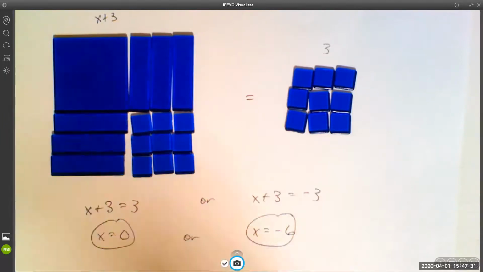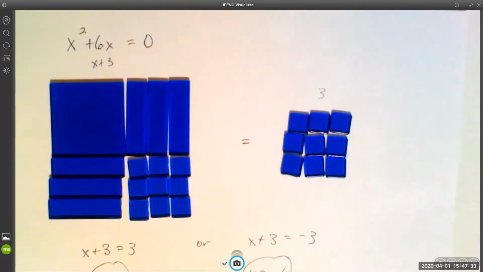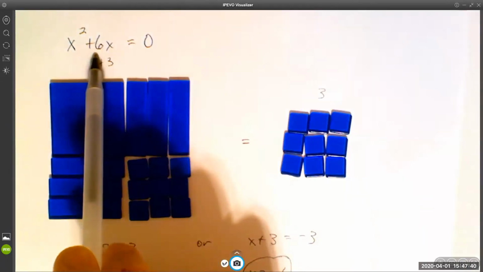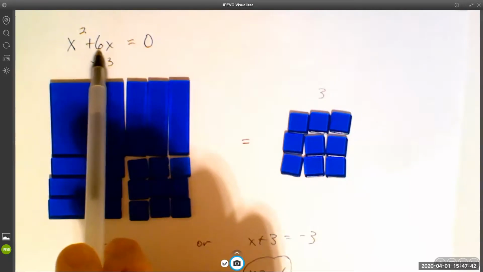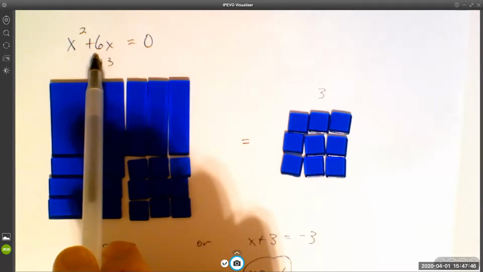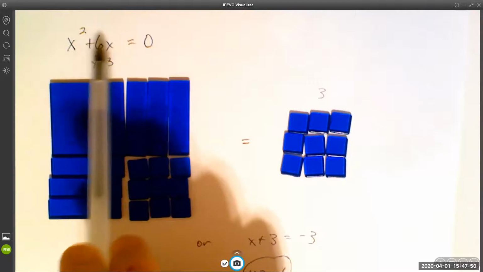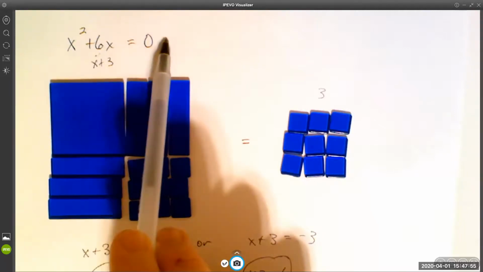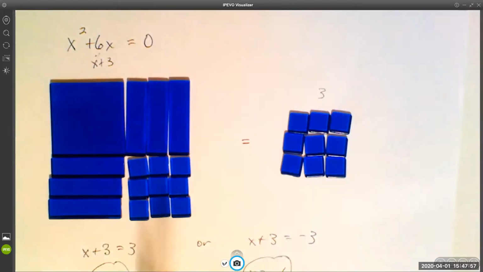Okay, so let me just mention about when you're completing the square algebraically. Again, we said you take the coefficient on your x term, in this case 6, you divide it by 2, 6 divided by 2 is 3, and then you square that result and you get 9. And that's the thing that you end up adding to both sides in order to complete the square. Well, notice that that's exactly what we ended up adding. We ended up adding 9 units here in order to complete the square visually.